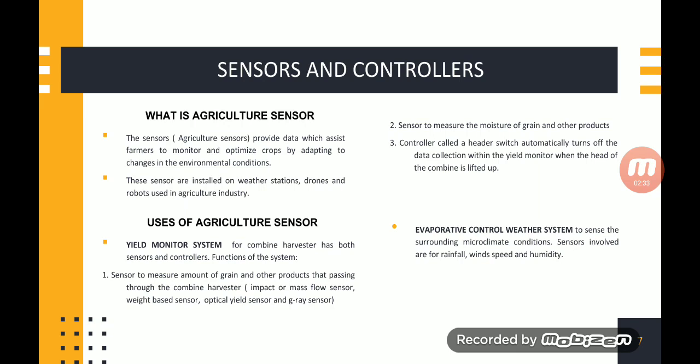And then for the second one, we also have the evaporative control weather system, where the system also has sensors and controllers which can be used to control and monitor the microclimate conditions in a greenhouse. The sensors involved are, for example, rainfall, wind speed, and humidity. Some of the sensors can be controlled using mobile apps or wireless connectivity, using Wi-Fi or through cellular towers with cellular frequencies, with the help of a mobile phone app for controlling.